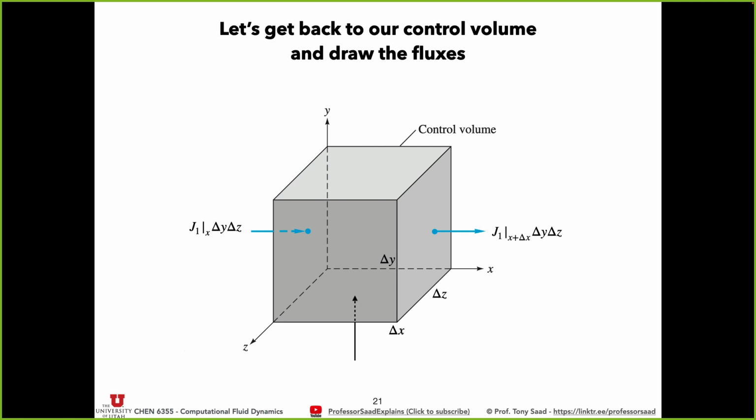In the same spirit, we have a diffusive flux coming in the y direction, and we're going to call that J2, coming in at some y location, multiplied now by the area. When you multiply by the area, it gives you a rate of phi per second. Okay? And then it leaves as J2 at y plus delta y. So pay careful attention to that. And finally, same thing in the z direction. You have something coming in and out of the board.